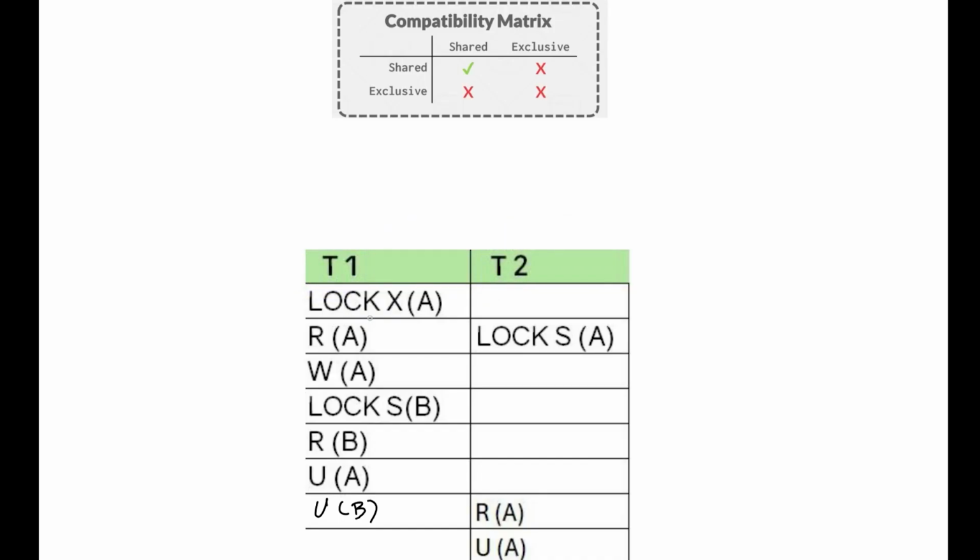For example, transaction 1 locks the data A with the exclusive lock because it needs to read and write. At the same time, transaction 2 requests a shared lock on A. It cannot proceed until transaction 1 releases the lock. Transaction 1 then acquires a lock on data B, reads it, and finally unlocks A and B. After that, transaction 2 can proceed with its operations. This ensures data consistency and prevents conflicts with multiple transactions and concurrency.